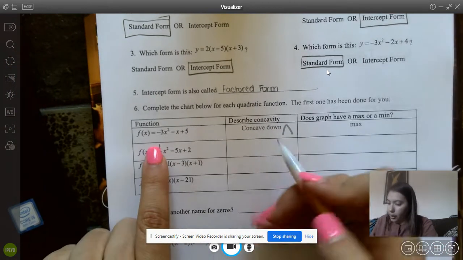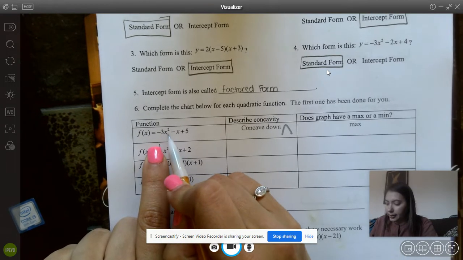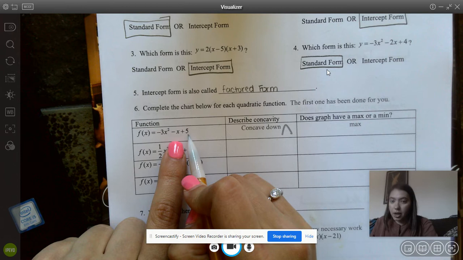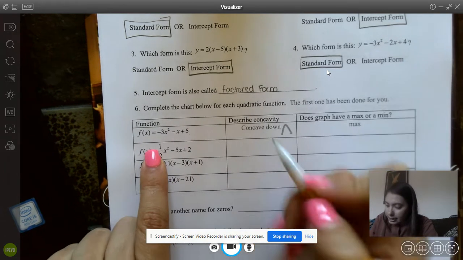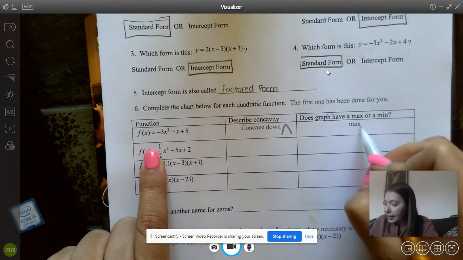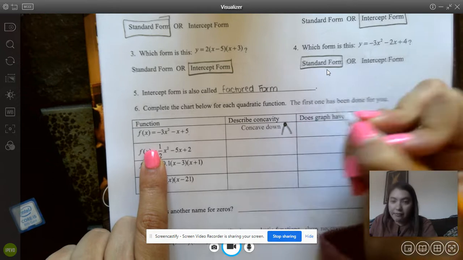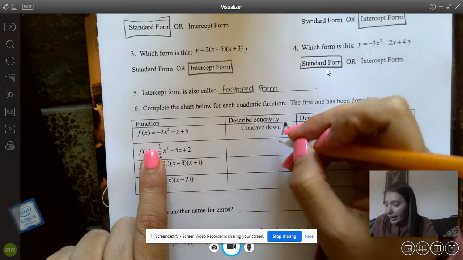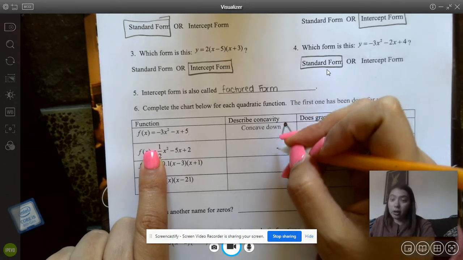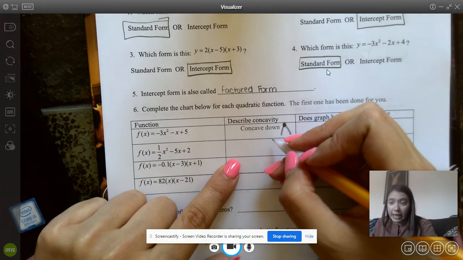So if we look at this first one, we see the function f of x equals negative 3x squared minus x plus 5. The reason it is concave down is because of this negative out in front. Does the graph have a maximum or a minimum? Well, all concave down parabolas have that maximum value. That is the very highest point, peak, hilltop, mountaintop that you can have in a parabola.